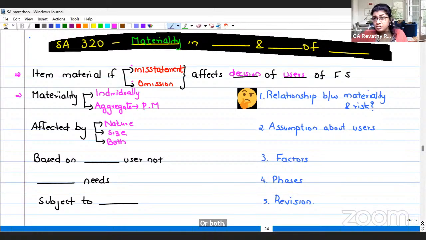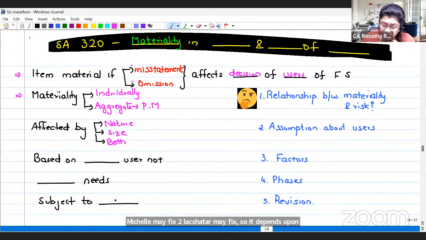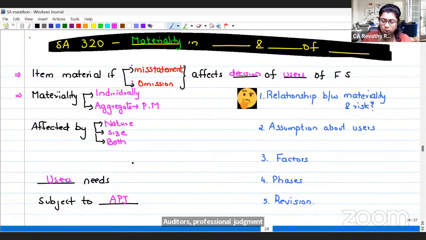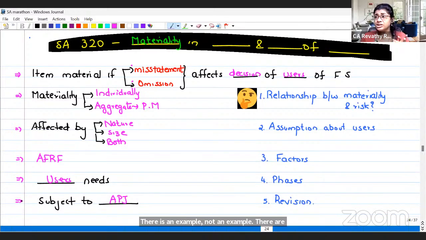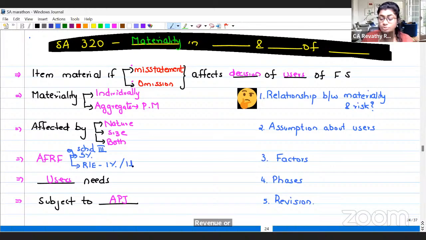I may fix 1 lakh, Michelle may fix 2 lakh, Nakshatra may fix 5 lakh. So it depends upon the auditor's professional judgment and users' requirement. But is it affected by law? The answer is yes. There are two examples. In Schedule 3, any shareholder holding more than 5% should be separately disclosed. Revenue or expense exceeding 1% or 1 lakh should be separately disclosed.